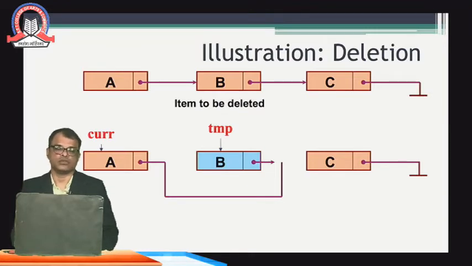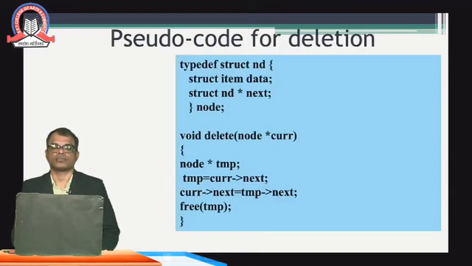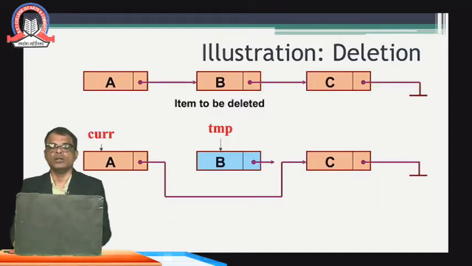So this item B is to be deleted, and this is how we can delete the B element from the linked list. Now this is again pseudocode for deletion. On the top we have defined the structure for creating the node, and this is the function for deleting the node. We created a temporary, and then we change the pointer of the earlier node to the next node of that linked list, and then we can free the temporary node, and you can see that your element is deleted, and your earlier element will start pointing to the next element, that is A is pointing to C.